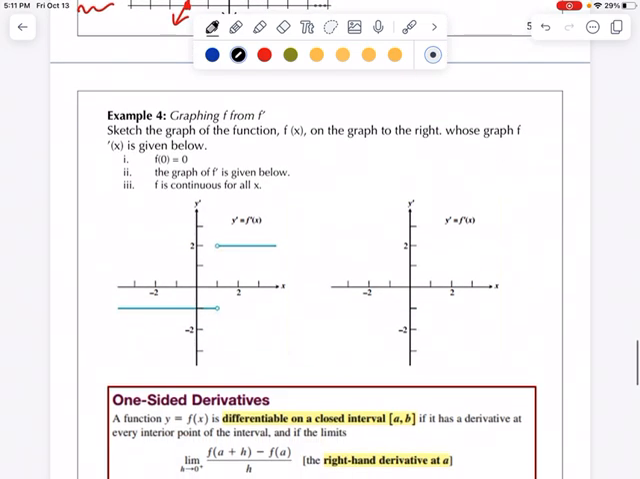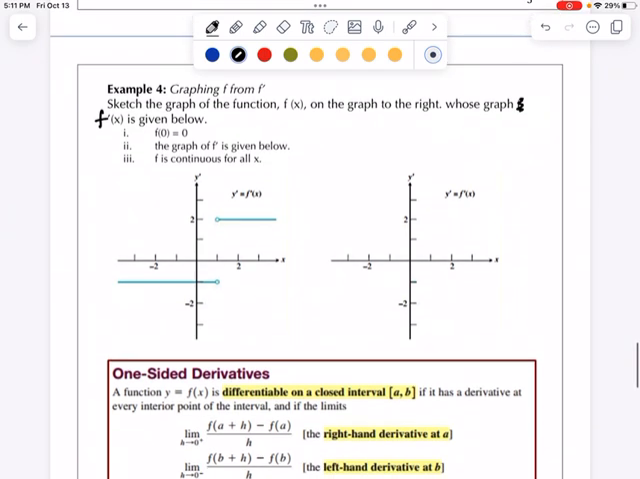Now, if we take the next example, we want to sketch the graph of the function f of x on the graph to the right, whose graph of f prime is, here, let me write the f here, f prime of x is to the left. Now this is kind of an easy one. You don't want to go crazy with things, but you can see f of 0, if you look at this value, f of 0 is equal to 0. The graph of f prime is given below. I have a typo here, I'm just checking it. Okay, the graph of f prime is given below.